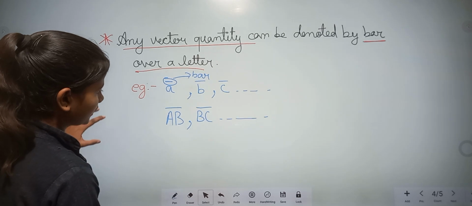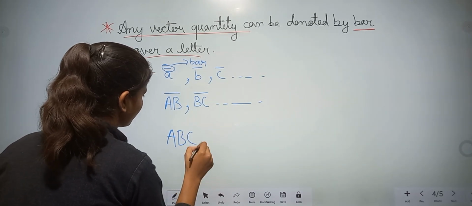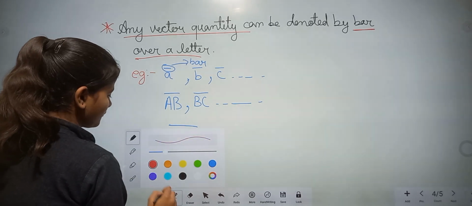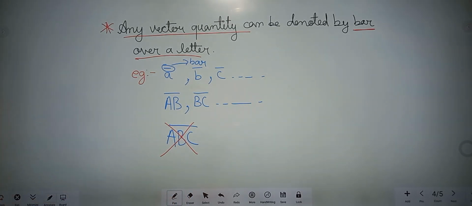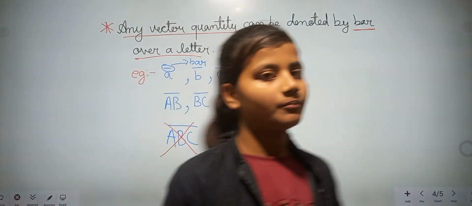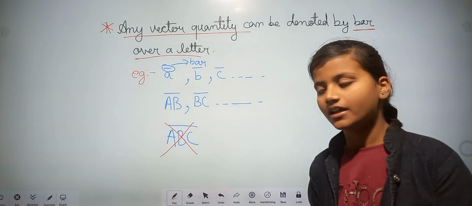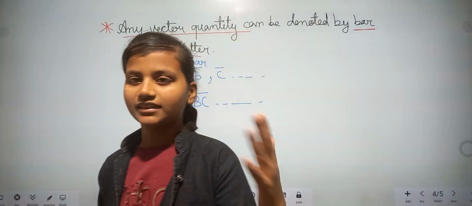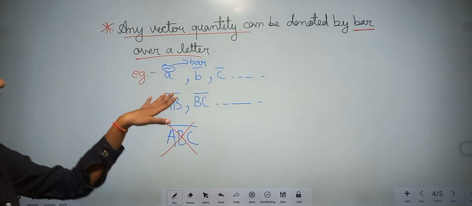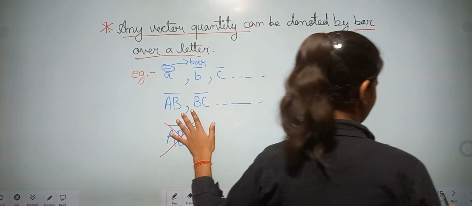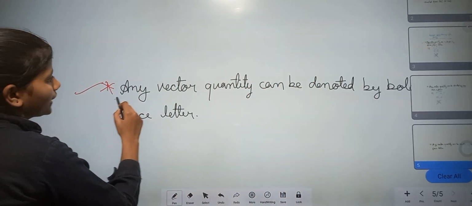But we never write like this. Why? Because the length cannot be denoted by three letters. We can only denote a minimum of one letter or a maximum of two letters. We never denote three or more.